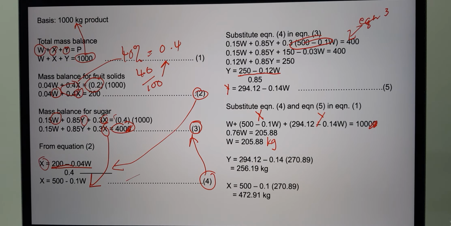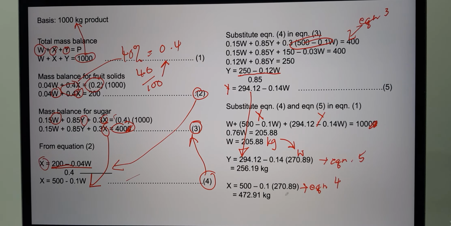And then Y, just insert the value into equation number 5. We already know the value for W, so plug this value of W into equation number 5. Okay, substitute this particular W from here. Then you should be able to get Y is 256.19 kilograms. And then X, this one is from which equation? Equation number 4.